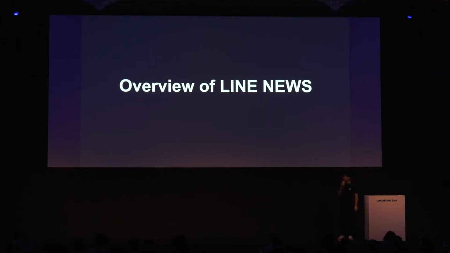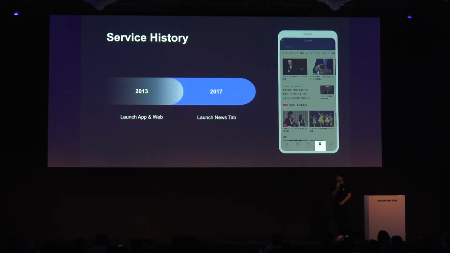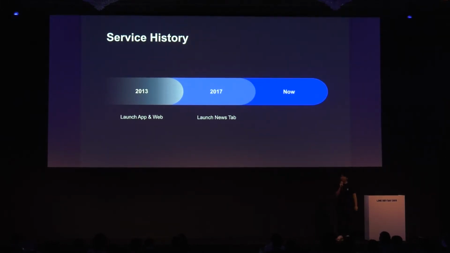So first of all, let me overview Line News. Line News was launched in 2013 as a web native application. So this is the 7th year, which is quite a long project in our company. And in 2017, within the Line application, we embedded the news tab. So maybe when you hear Line News, this is the first thing which comes to your mind.